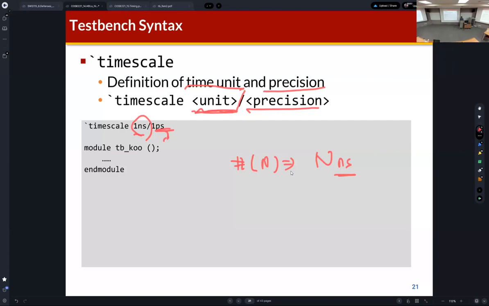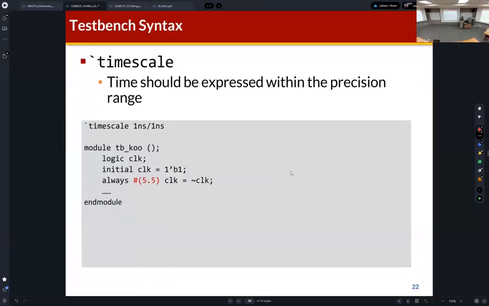So this is okay, 1.001, because 1 picosecond is 0.001 nanosecond, right? So this is the example of the time, which means that time should be expressed within the precision range.